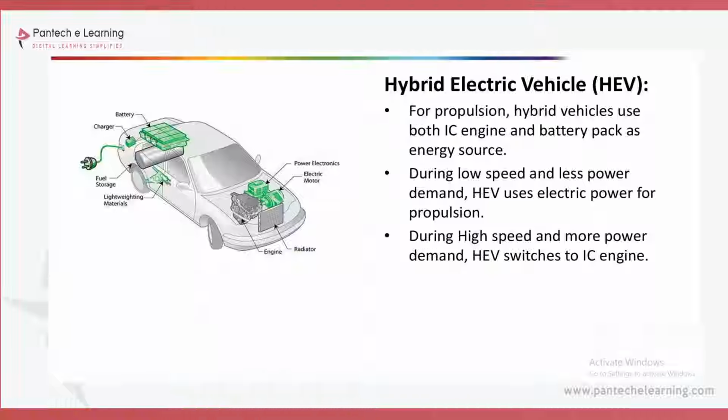Here the IC engine is the primary. So in a hybrid electric vehicle, the primary is the IC engine and the secondary is the battery EV. During low speed I use the electric vehicle, during high speed I use the IC engine, controlled by using switches.